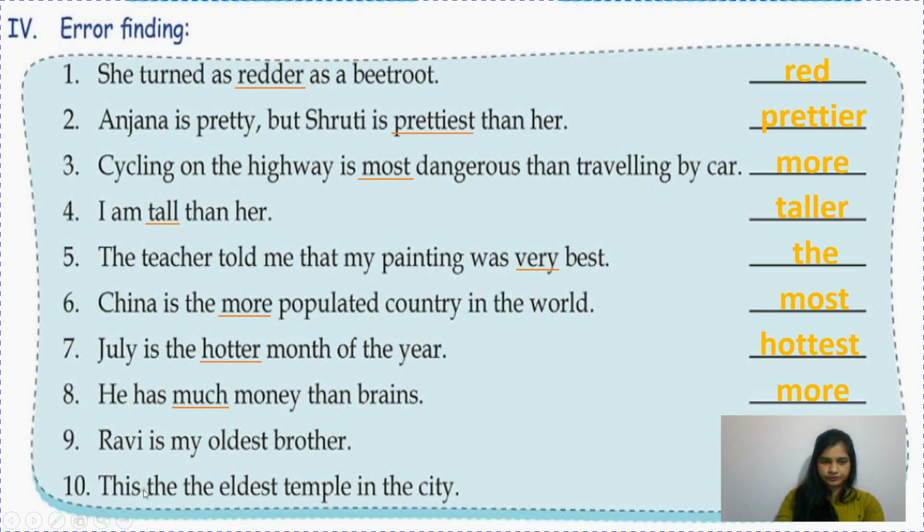Sorry, more. Much is positive degree. We have learned much, more, most. Ravi is my oldest brother. Children, please underline oldest and write elder. Why? Because when you are talking about your same family, then we write elder or eldest. Here we are comparing two persons, Ravi and his brother, so we will write elder.